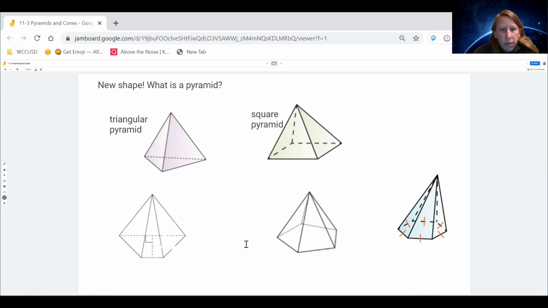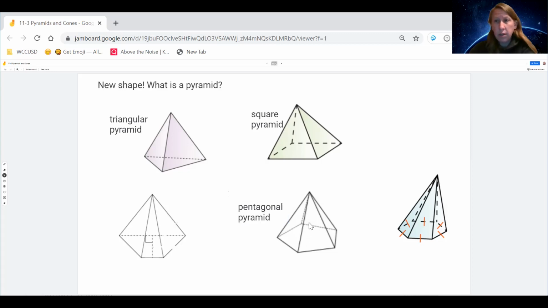What do we think this one is? We had this one the other day. Good. It's a pentagonal prism. What about this one? So, sorry, not a prism, it's a pyramid. I'm tired. Pyramid. Okay, so we got all these pyramids.